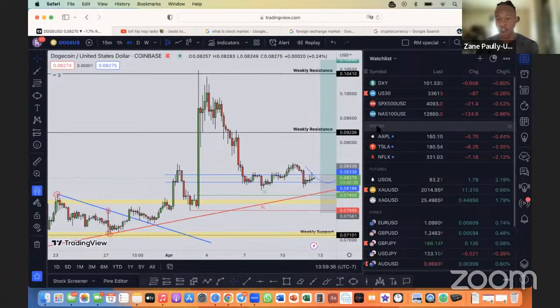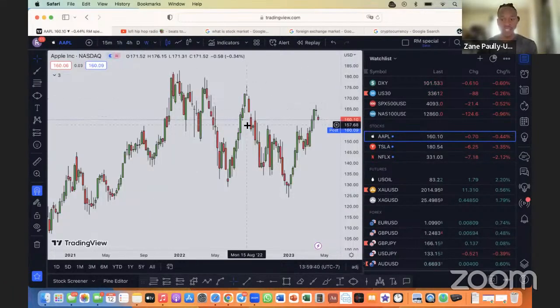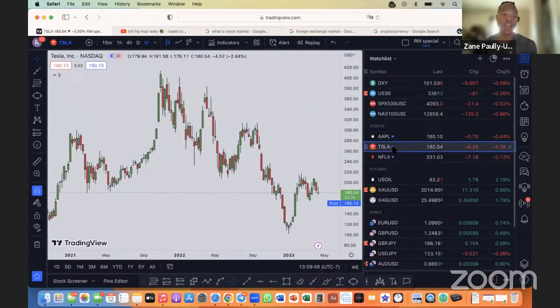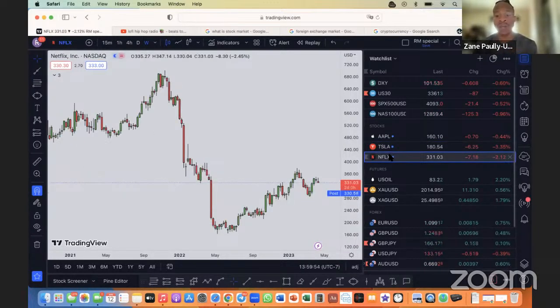This right here, as you see, are called stocks. You see Apple. Let's go over to Apple. So this is Apple right here on the weekly time frame. And then we have Tesla. Tesla is another stock that is publicly traded and listed. We have Netflix. Netflix is another publicly traded company that we leverage, that is known publicly.